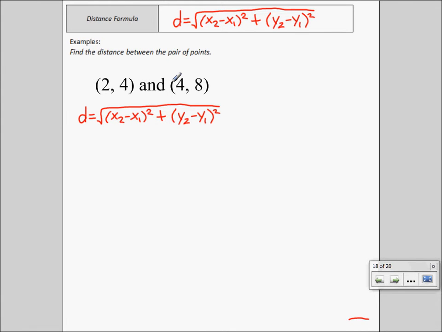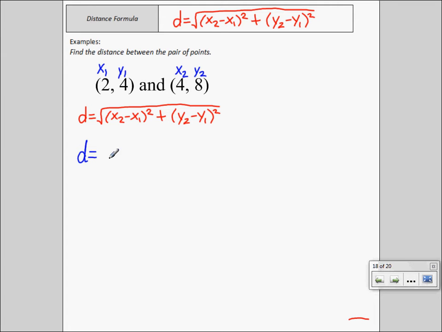And to use this, we have d equals the square root of (x2 minus x1) squared plus (y2 minus y1) squared. So to find the distance between the 2 points, being (2, 4) and (4, 8), I like to first list the first points that come up as being x1, y1, and x2, y2, denoting the second set of parentheses. So now it's just a simple plug-in.